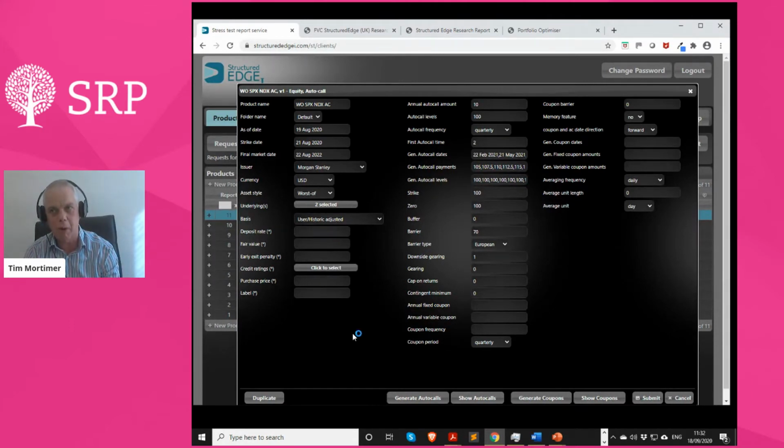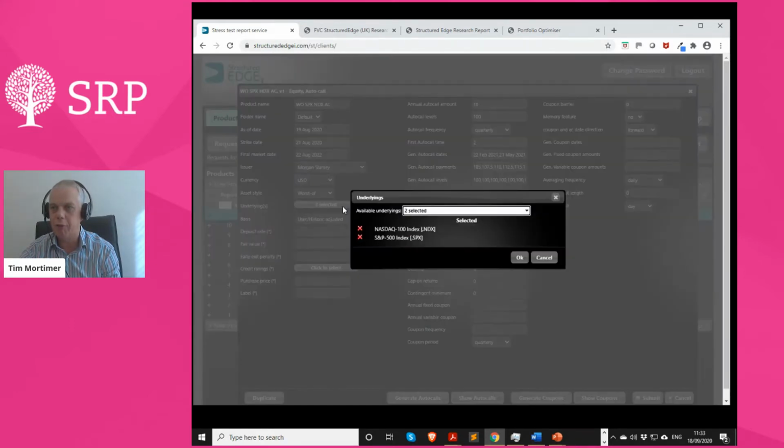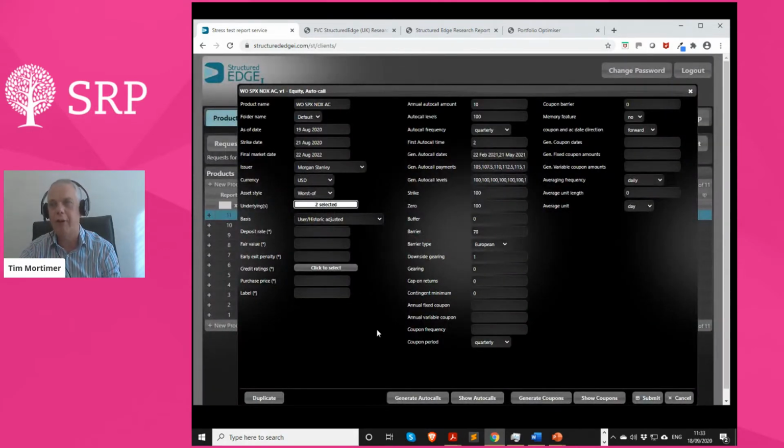This is not a million miles away from how a bank would set it up on its trading systems. And typically, when banks work with external vendors, they're able to map their definitions with an external definition. So we can quickly run through the definition. It's all quite easy to understand. So we've got a 2-year product, 2020-2022, defines the issuer and the currency, and then we've selected 2 underlyings, which is the NASDAQ and the S&P, 2 well-known US indices.